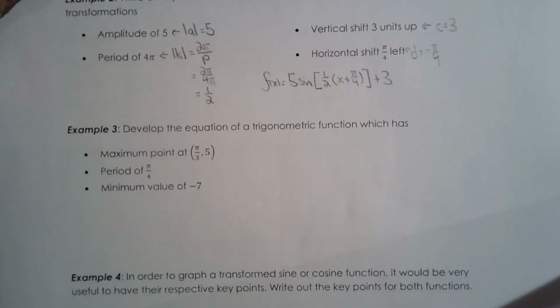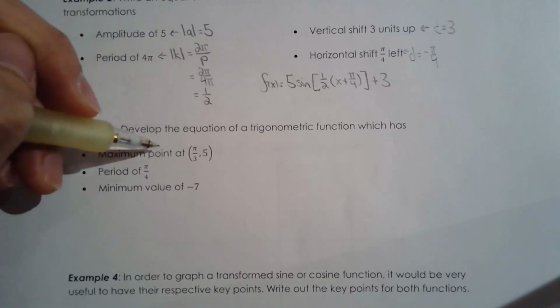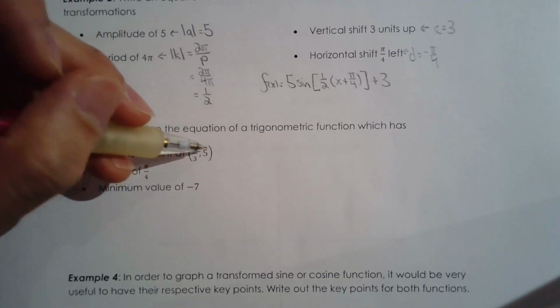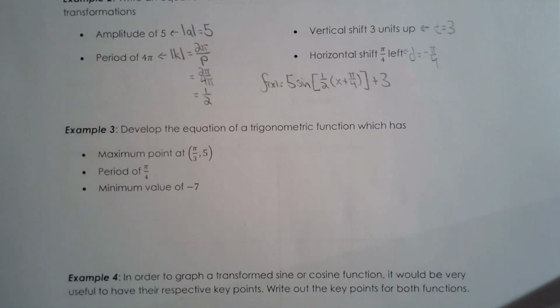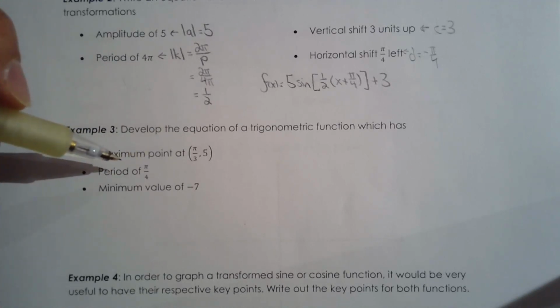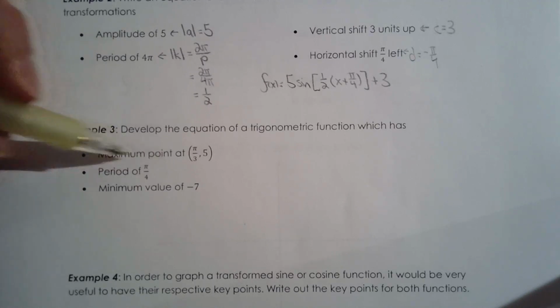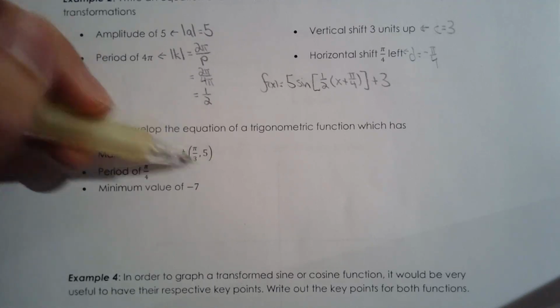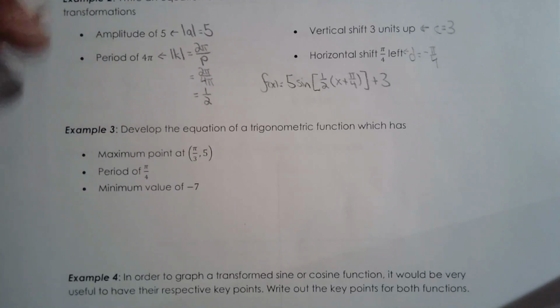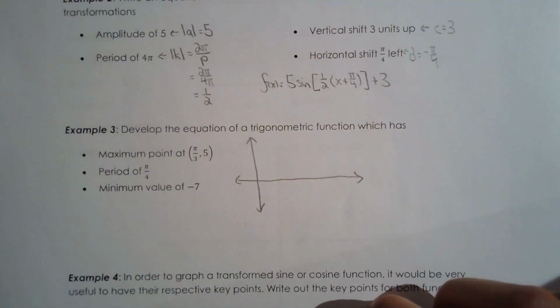They want me to develop the equation of a trig function which has a maximum point at pi over 3, 5, a period of pi over 4, and a minimum value of negative 7. First we should choose whether to work with sine or cosine. Because they gave me a maximum point, I'm going to use cosine, because cosine starts at a max.